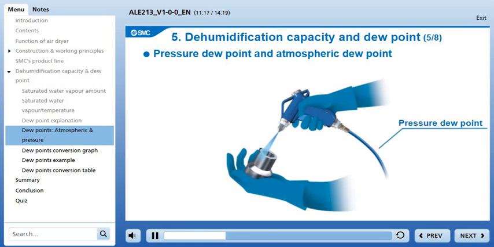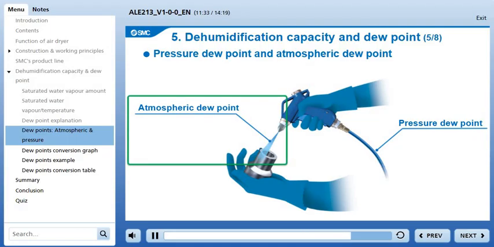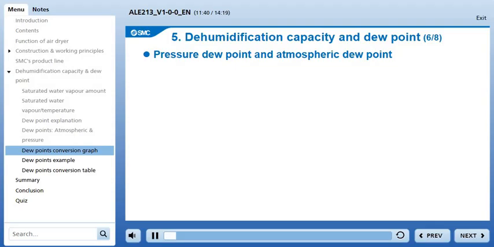The dew point at a certain pressure is called the pressure dew point. The dew point at atmospheric pressure is called the atmospheric dew point. Pressure dew point is used for compressed air inside an air tank or piping. Atmospheric dew point is used for air at atmospheric pressure, in applications like air blowing and painting. Next, let's see how to convert between these two values.